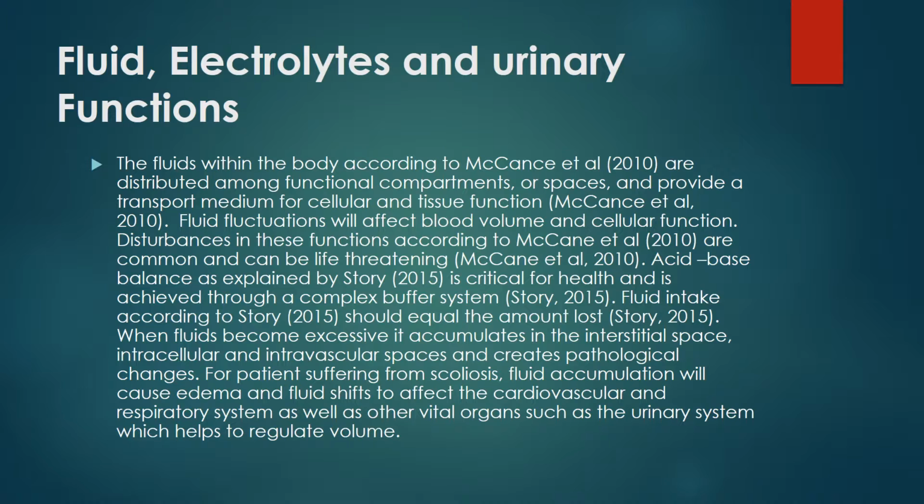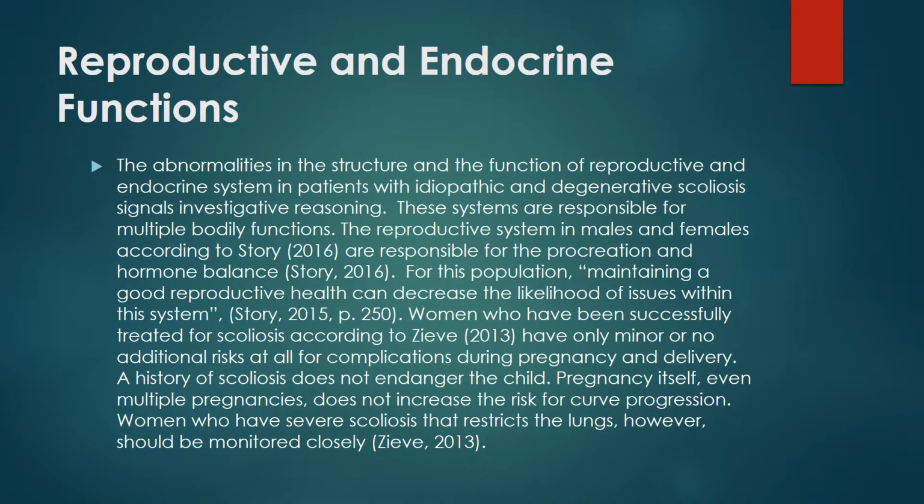When fluids become excessive, they accumulate in the interstitial spaces, intracellular and intravascular spaces, and create pathological changes. For patients suffering from scoliosis, fluid accumulation will increase edema and fluid shifts to affect the cardiovascular and respiratory system, as well as other vital organs such as the urinary system, which helps to regulate volume.